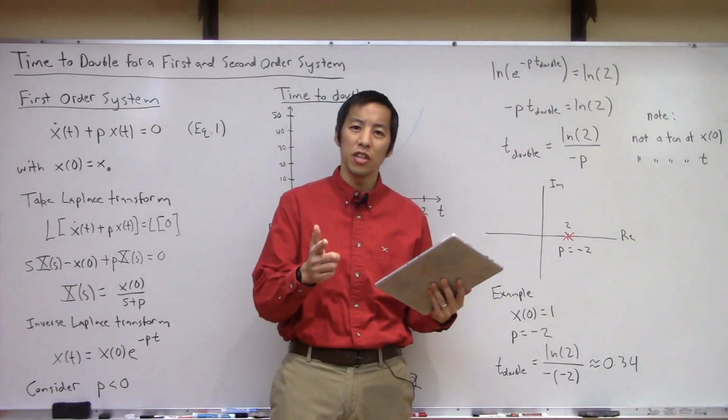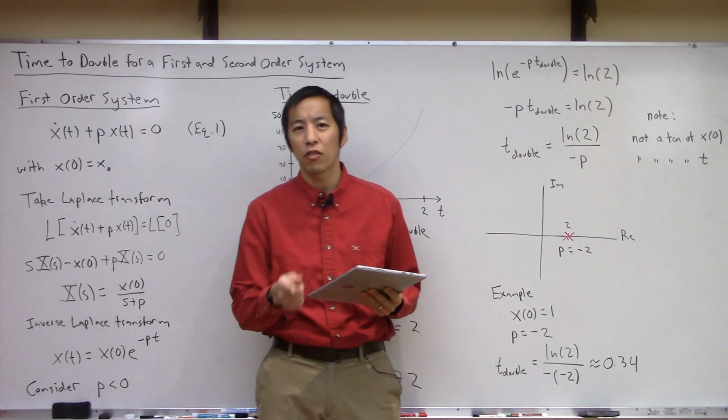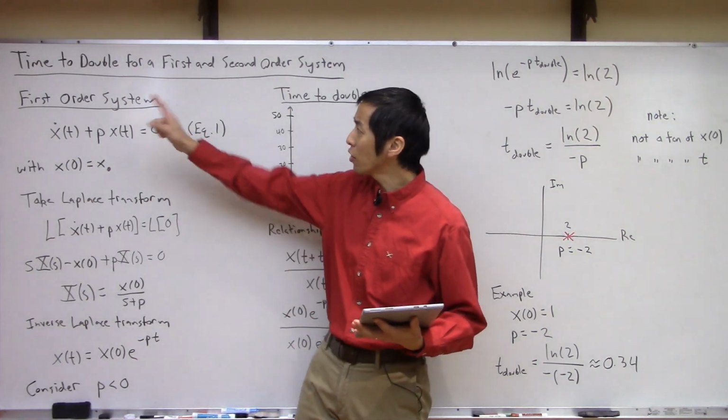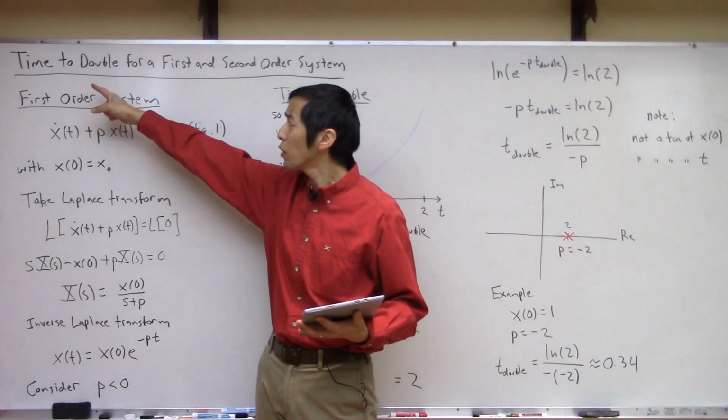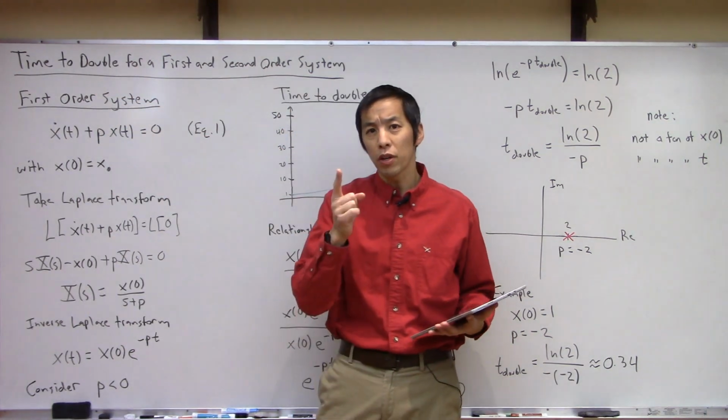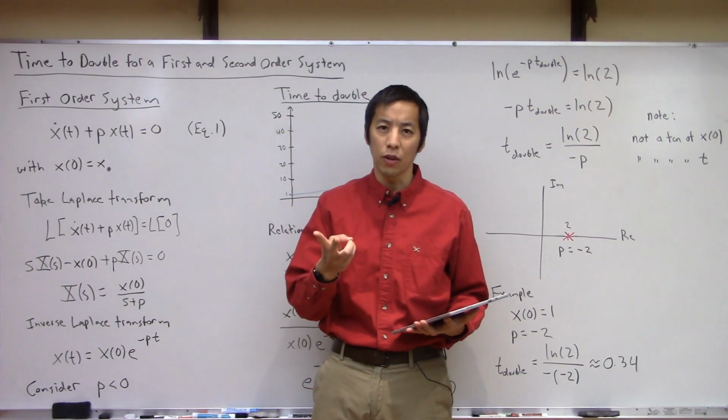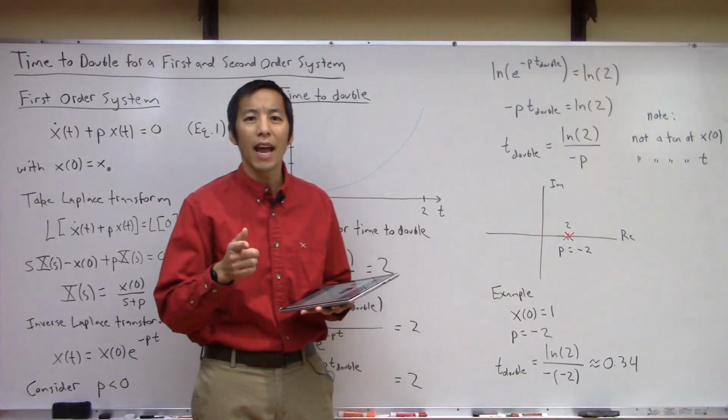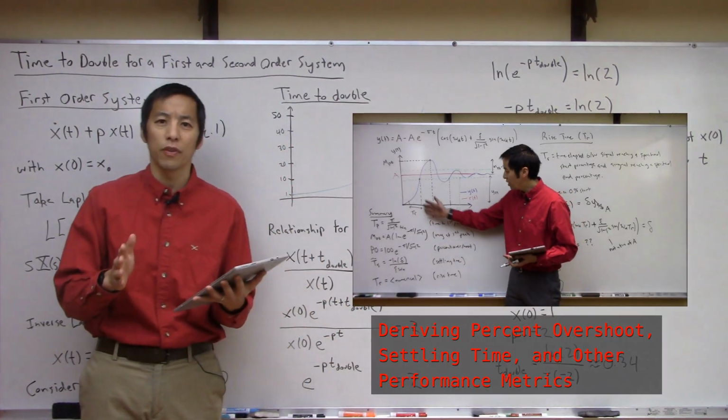So today I'd like to continue our discussion on time domain analysis for dynamic systems by looking at a different type of metric. This is what's known as the time to double, and we're going to look at this for both a first and a second order system. So this is going to be an extension and a continuation of our discussion.